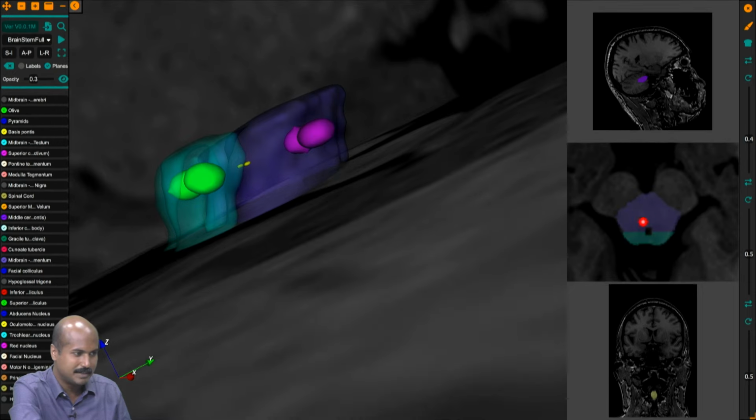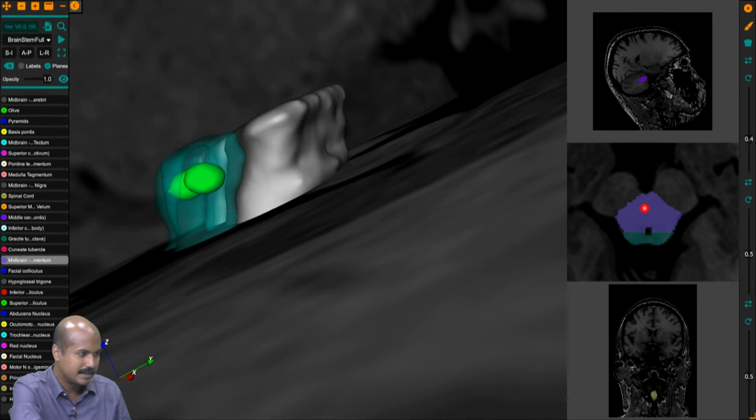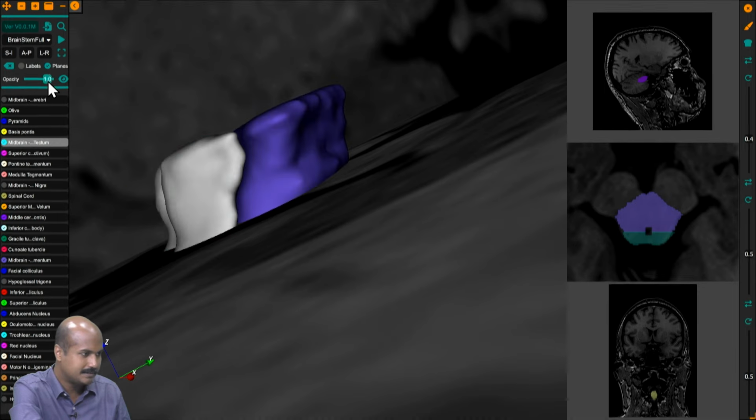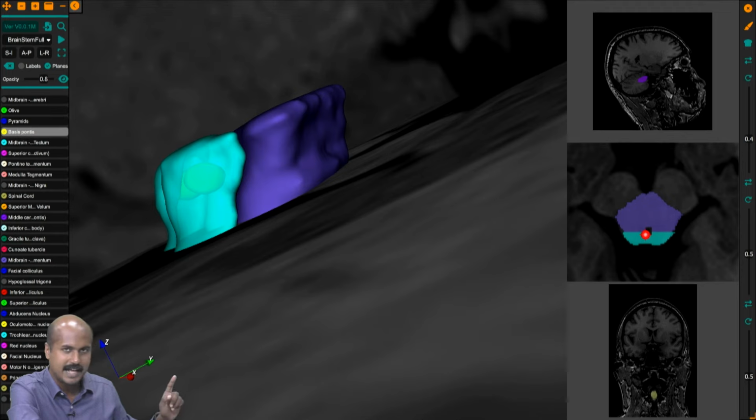You can see the tegmentum here. The tegmentum has this light blue appearance that you see here. This is the tectum. The tectum has this appearance. That is the tectum, and this is the tegmentum, and you can see the aqueduct in between.